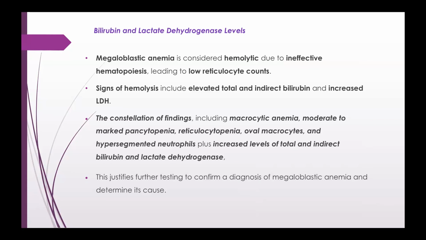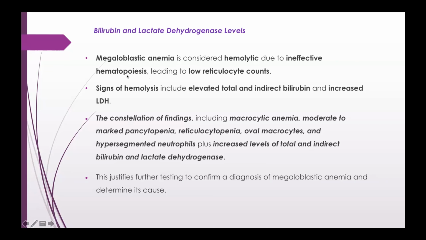Megaloblastic anemia is constantly hemolytic due to ineffective hematopoiesis, leading to low reticulocyte counts. And you understand also why low reticulocyte counts. It is because this is what we call ineffective hematopoiesis, which means even a cell that will be produced, when the cell is still in production, or it is still a precursor or a blast, it will be destroyed by the bone marrow macrophages because it is an abnormal cell. That's what we call ineffective hematopoiesis.